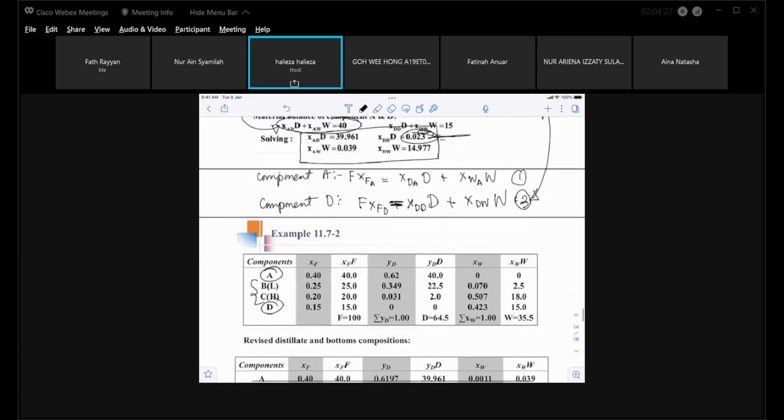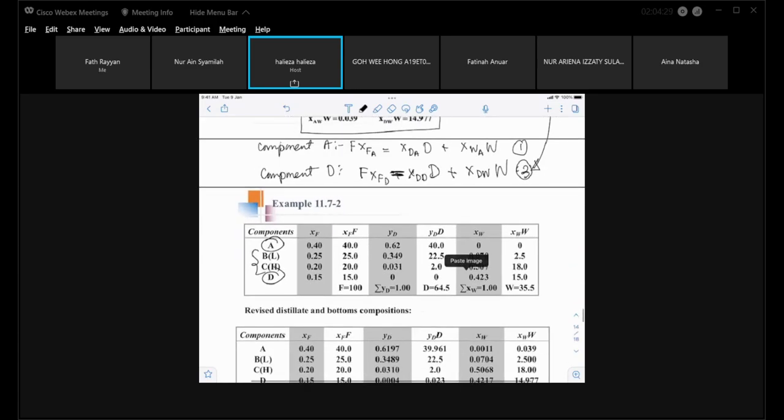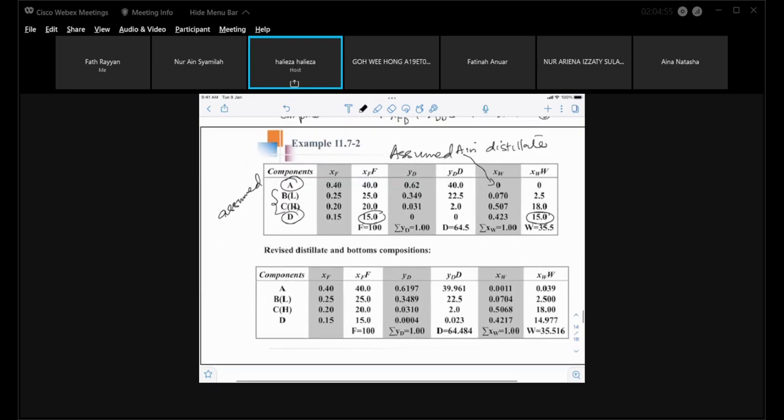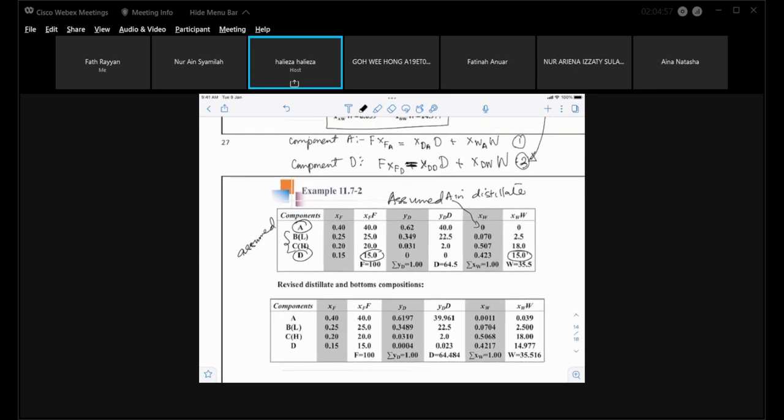This is your earlier assumption, the one that you assume, that all of A will be in the distillate, so none will be in the bottom product. And all of D will be in the bottom product. This is the assumed table. So this is the table that you use, that now you're going to substitute the calculated value.